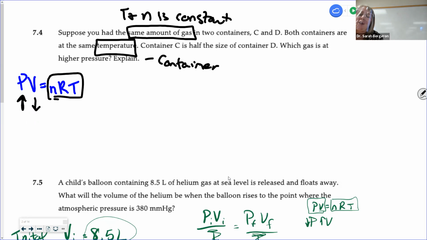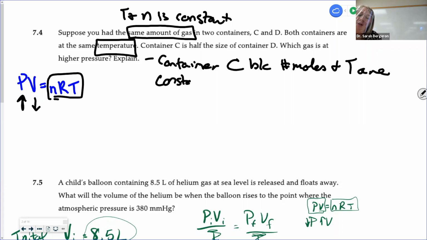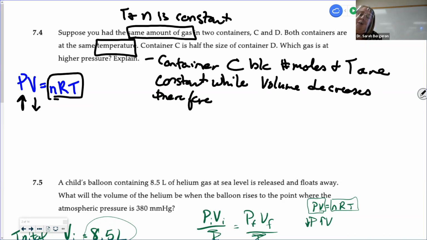Right, and container C, because number of moles and temperature are constant while volume decreases. Therefore, pressure must increase. So we did that the mathematical way, right?